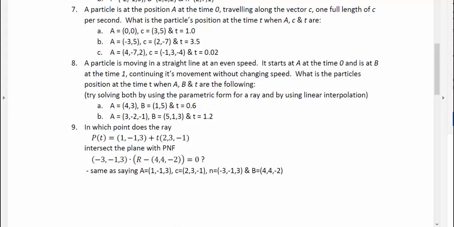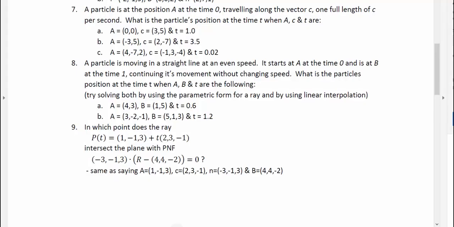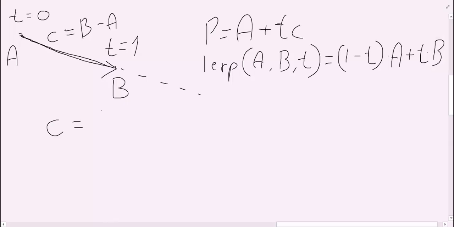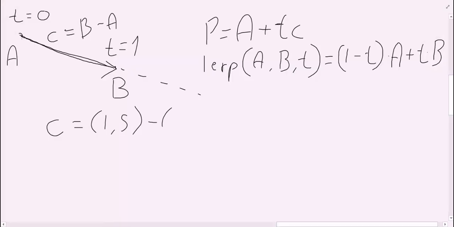So in the first example here, we have A is 4, 3. So we can start by saying, for the first one, we can do it both ways. Either start by saying C equals 1, 5 minus 4, 3, which gives us minus 3, 2.